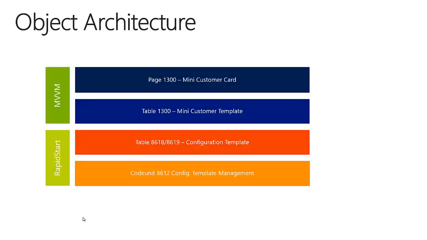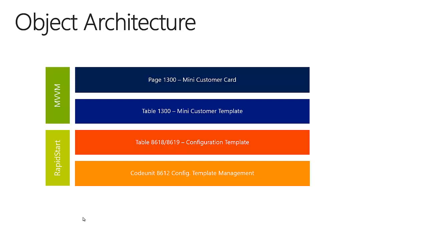If we look at the implementation of the MVVM pattern in the current context of templates, table and page 1300 are the model and the view. The Rapid Start tables are the view model. The goal is to make the representation of the data easier for end users, while maintaining the flexible data model in the background.